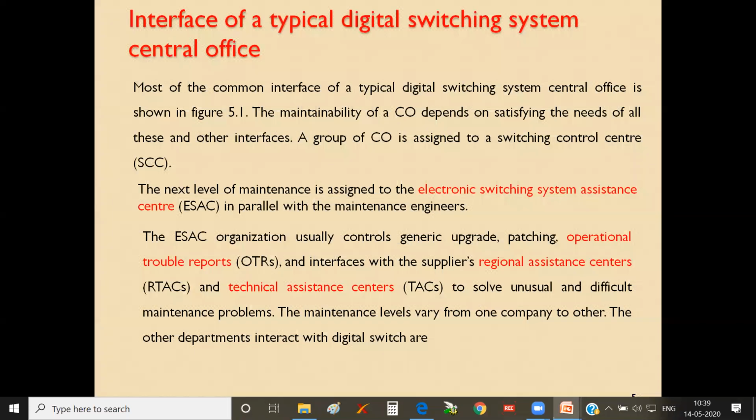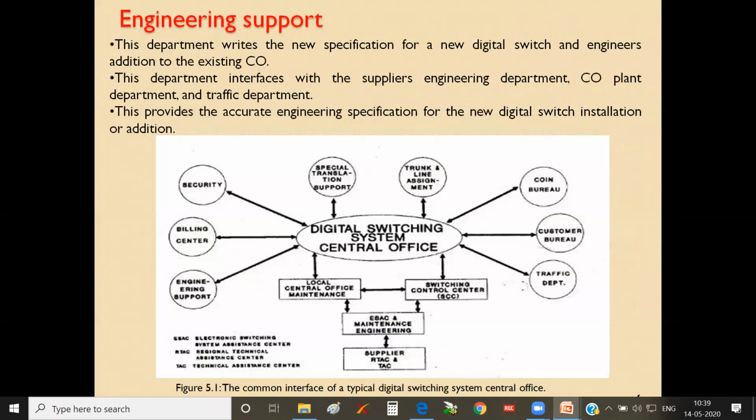The other departments that interact with the digital switch, that is, how the other departments are connected to the central office. As I said earlier, there is engineering support. This department writes the new specification of a new digital switch and engineers additions to the CO or existing CO. Similarly, the department interfaces with the suppliers, the engineering department, the CO plan department, and the traffic department. It interfaces with many different departments, such as the central office department as well as the traffic departments. This provides the accurate engineering specification for the new digital switch installation or addition.